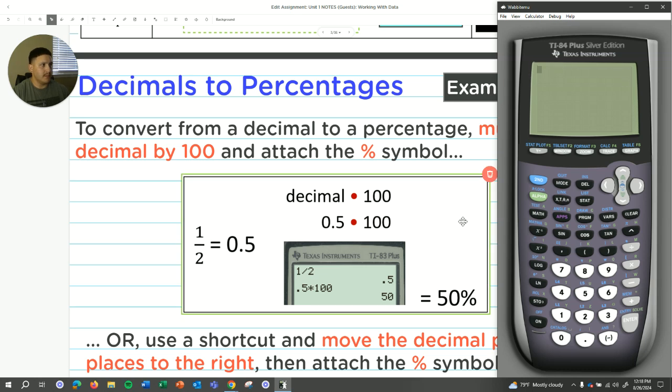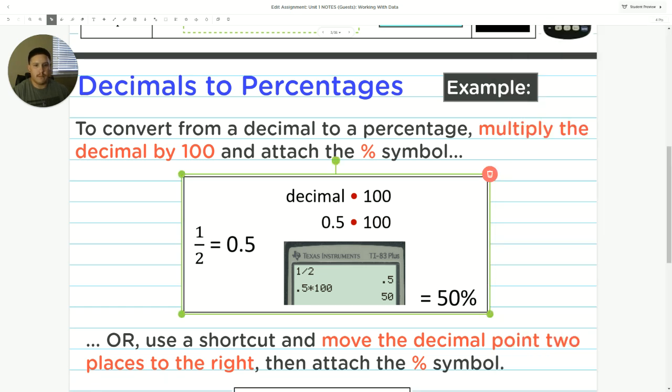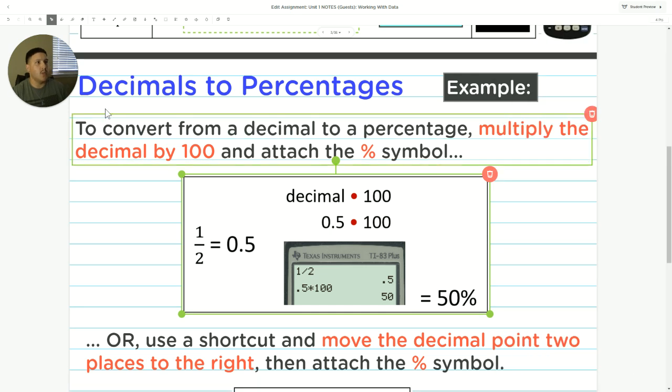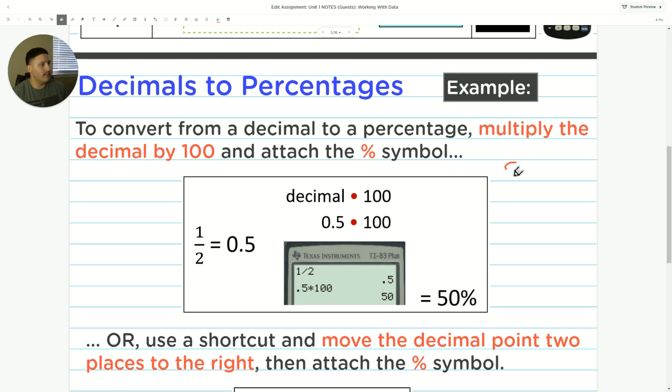Another example, let's say I have 0.81 as a decimal that I want to change into its percentage form. Again, simply multiply by 100 to get its percentage form. So that would be 81% for its percentage form.